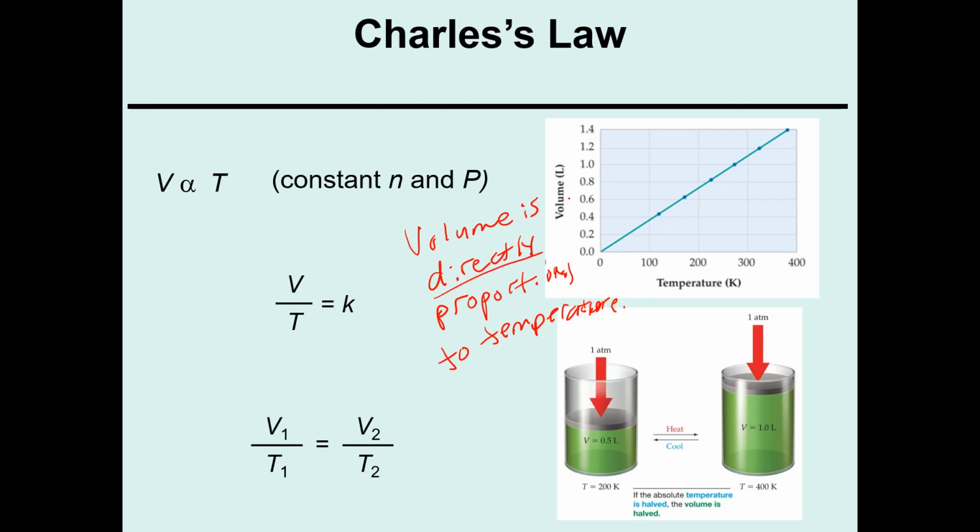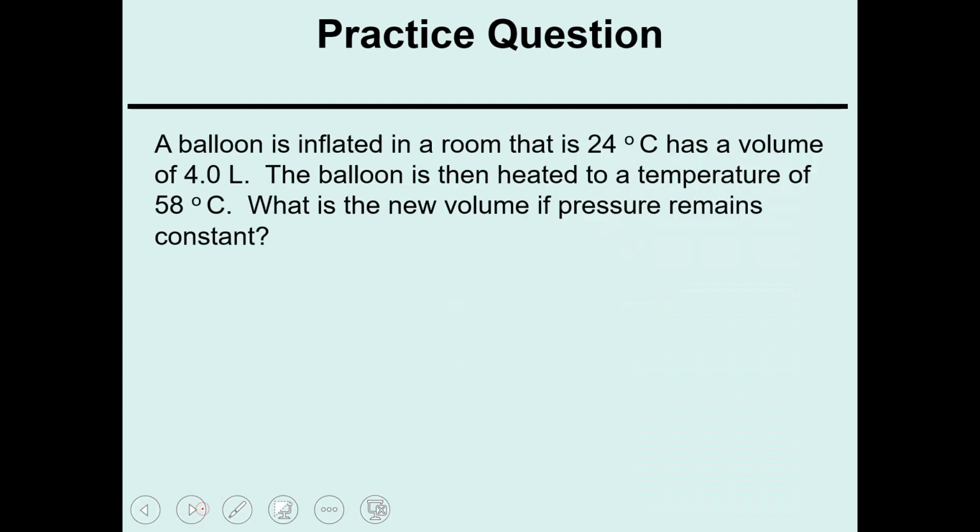So if you make a graph of volume versus temperature, you will see that it is a straight line. So these two are directly related. So volume over temperature is equal to a constant, is the original form of the law. Or what's more useful to us is V1 over T1 is equal to V2 over T2. So let's take a look at an example with Charles's law.